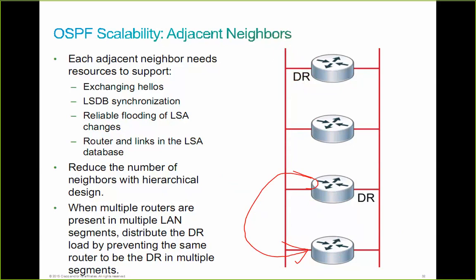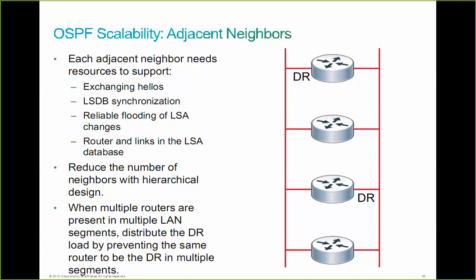In fact, they see each other in their neighbor list in the OSPF hello packets that are being sent back and forth, but they don't actually exchange. They don't go through the exstart state, the exchange state, the loading state, or the full state. They maintain a two-way relationship. So all of the full adjacencies occur with the DR and the BDR.